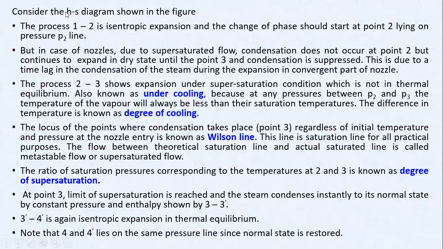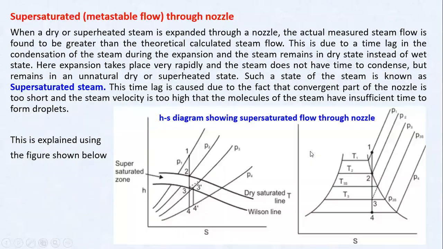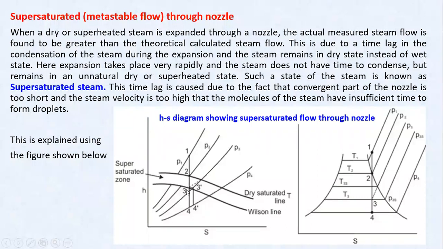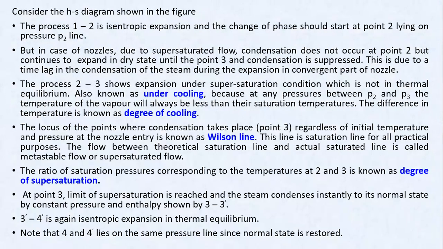Now the same thing is explained in the next slide, so this h-s diagram is considered. See, process 1 to 2 is isentropic, as I said, and change of phase should start to occur at point 2 lying on the pressure line, that is point 2 on the dry saturated line. But in the case of nozzles, due to supersaturated flow, condensation will not occur at point 2 but continues to expand in the dry state until point 3. That means from point 2 to 3, condensation will be suppressed. That state is known as the supersaturated state or the metastable flow.